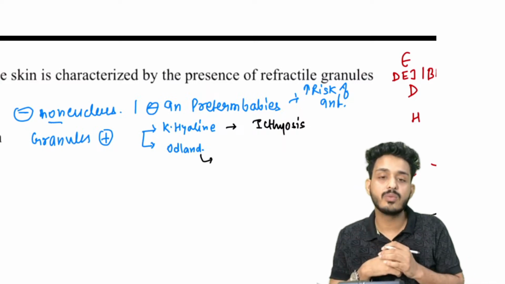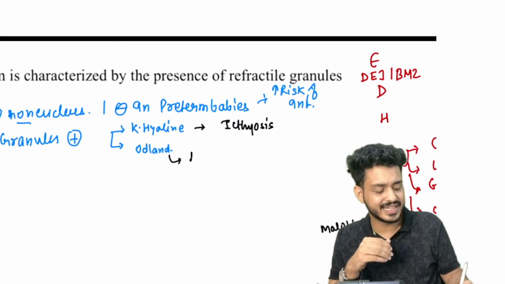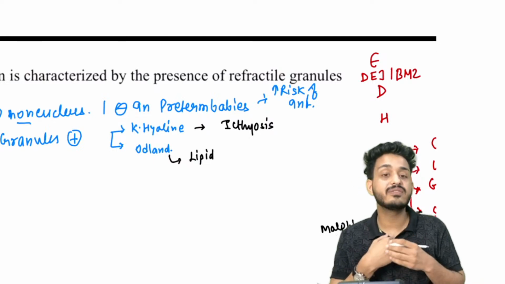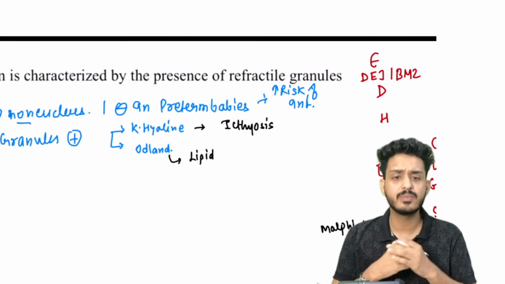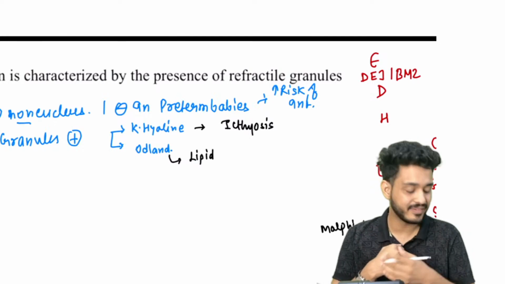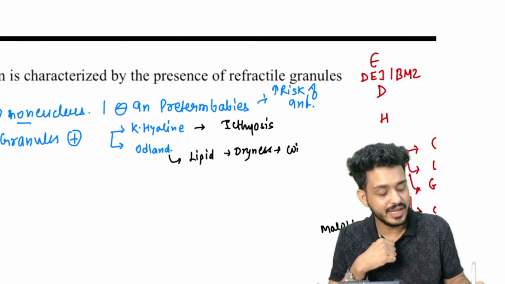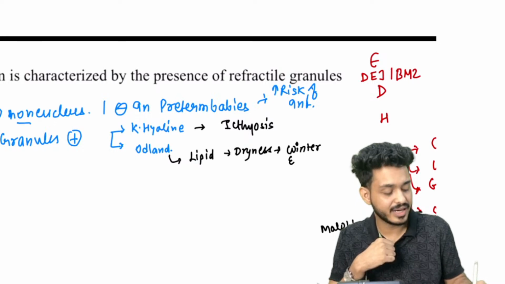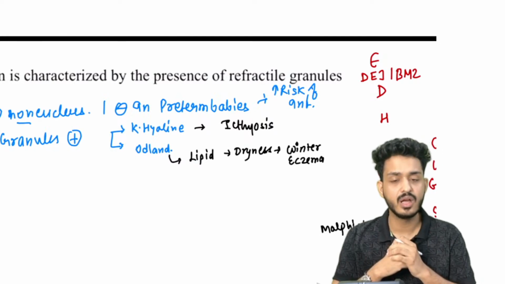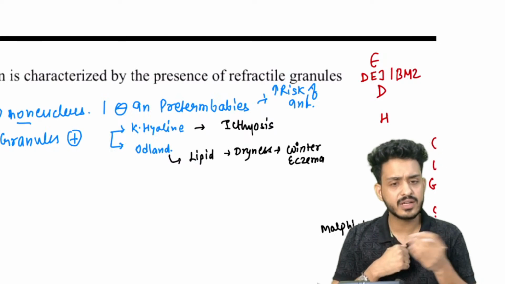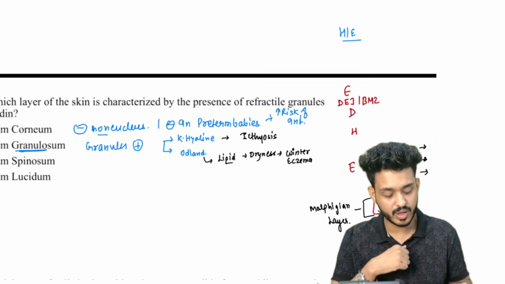Second one is Odland bodies. If there is a problem with the Odland bodies, what will happen? They secrete lipid. If there are decreased levels of lipid, a type of dermatitis will happen. You will have hardening and dryness in the skin, and we call it winter eczema, or asteatotic eczema. What is the treatment? Sir, we can give calamine lotion, or some kind of lipid, because lipid is not there. So this is what is important about the granulosum.